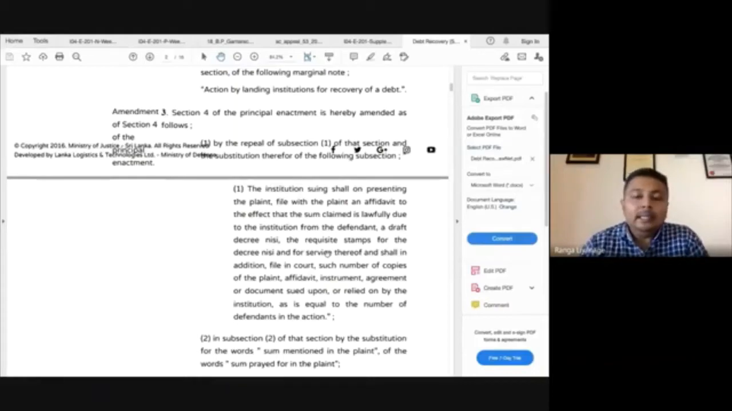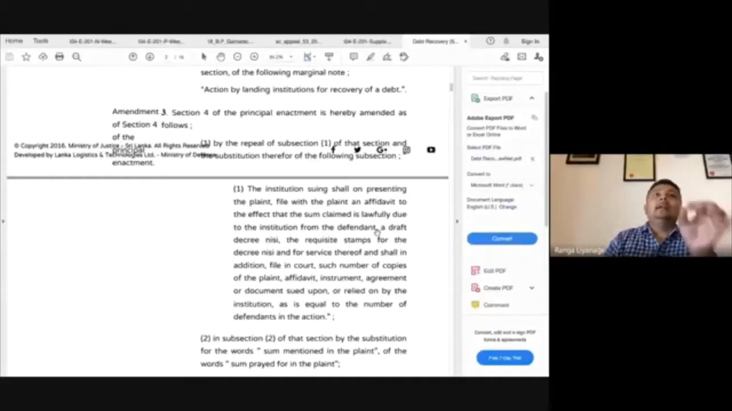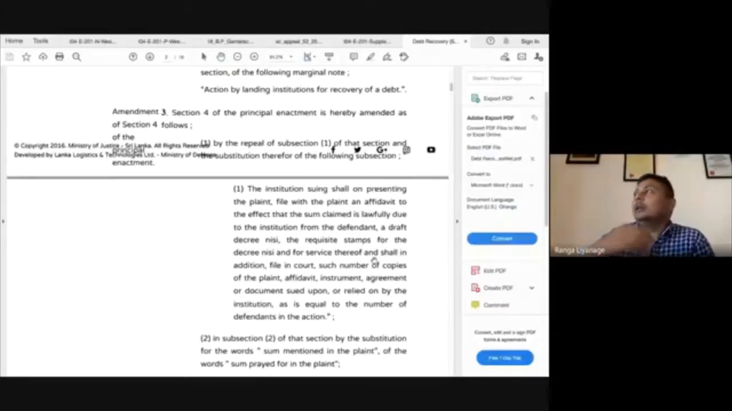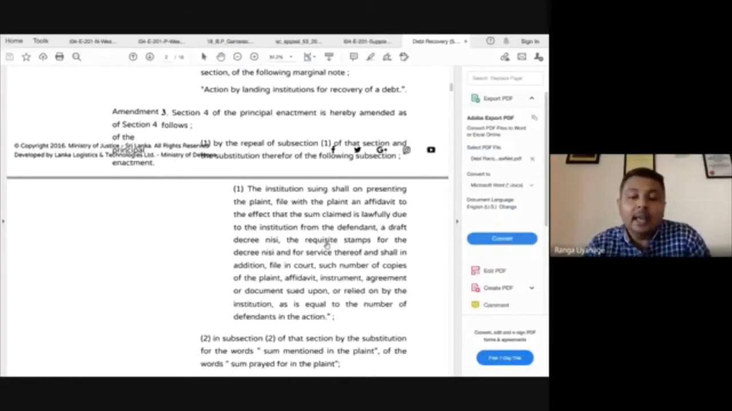Then a draft decree nisi. In Sinhala, a draft decree nisi is known as Tindu Prakashya Ketumpata. The decree is the written order. Then the requisite stamps for the decree nisi, right? The draft decree nisi, Tindu Prakashya Ketumpata sahayada adala mudra, the requisite stamps for the decree nisi.